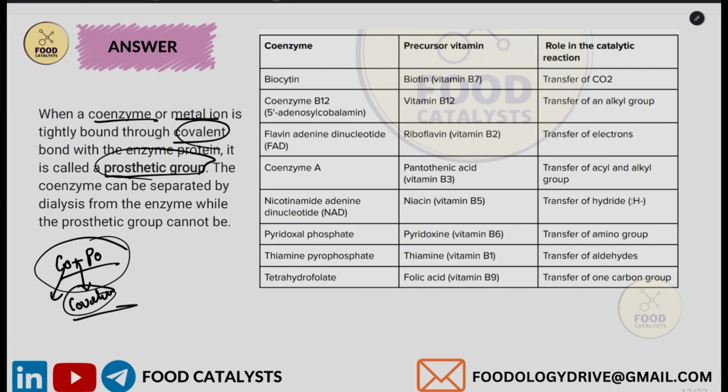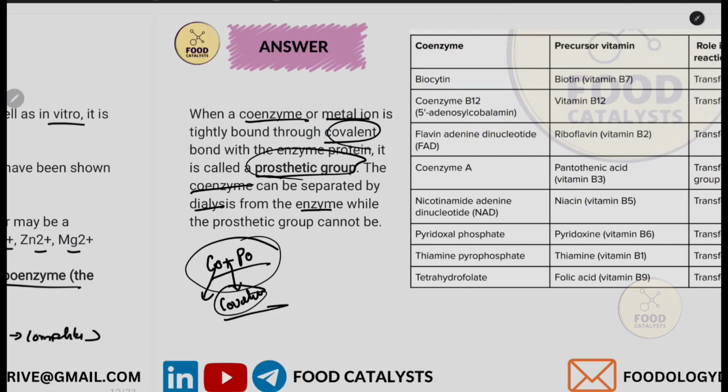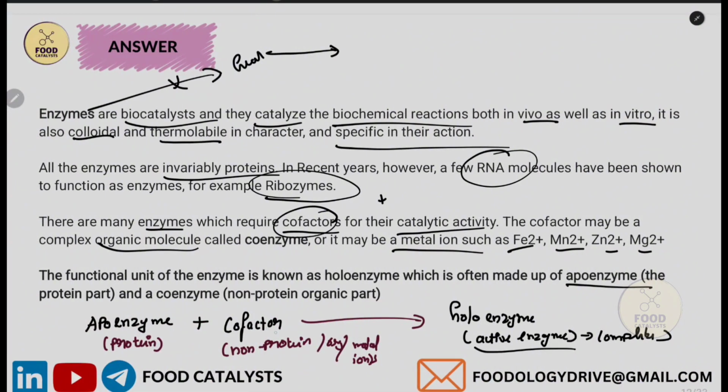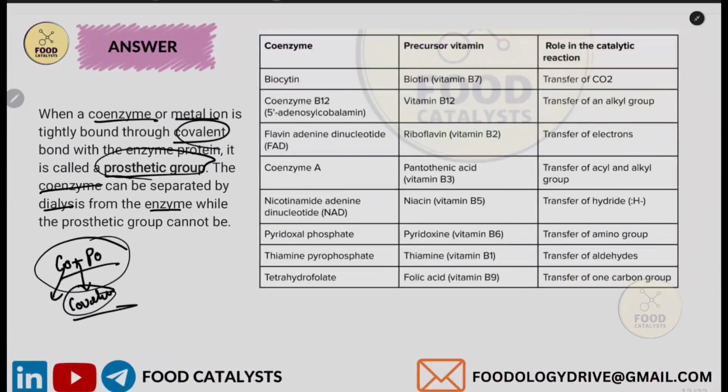The difference is simple. If the coenzymes can be easily separated from the enzyme by dialysis, here we can easily separate the coenzyme or cofactor, right, by dialysis. But this specific prosthetic group we cannot simply separate by dialysis. It cannot be separated easily.